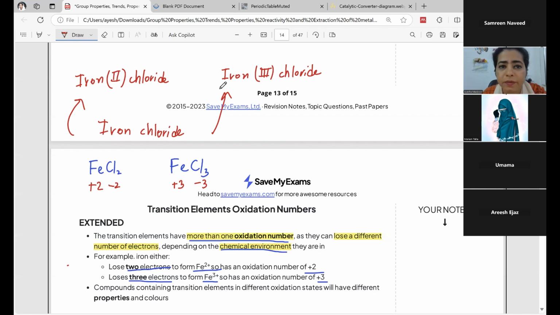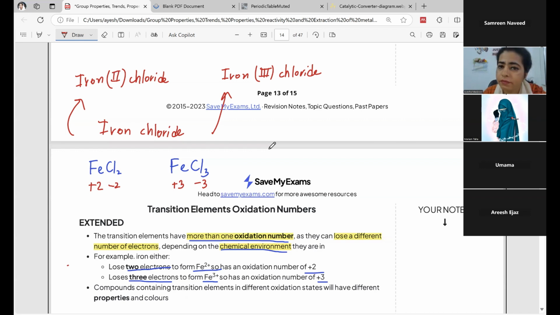So oxidation number and oxidation state have no difference between them, right? Yeah, oxidation state or number is the same thing. Oxidation state means it has some charge on it, plus charge. And oxidation number means how much charge is there, +2, +3, +7, like this.